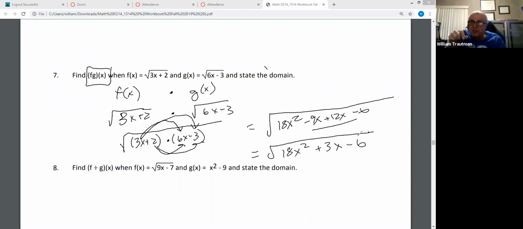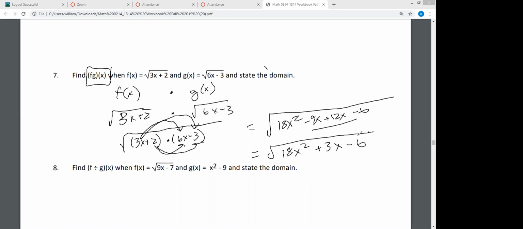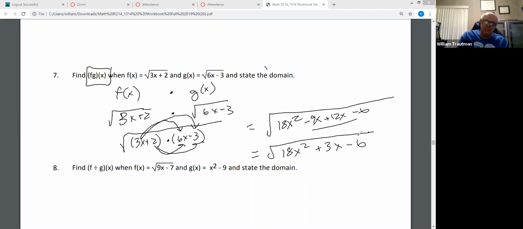I hope this is the answer. Wait, let me look. Is this the answer in the back? Can somebody tell me? It looks like I might be able to do something else. I'm going to leave it like this for now. That's the answer. Good. I was thinking maybe we have to try to factor it or something, but they just want us to show that you multiply the two together and then you're done. So this is the answer.